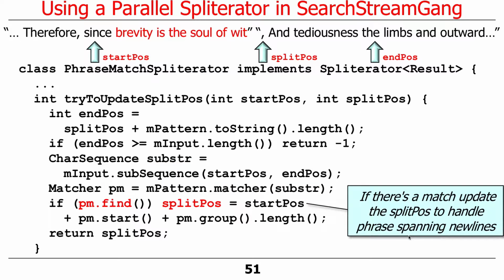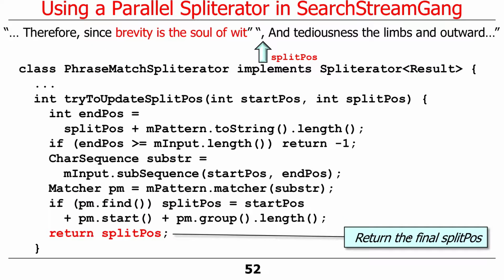Then we call find, and we see if there's a match. If there is a match, then we have to update the split pause in order to ensure that we don't split the string. So the new split pause goes here, which is the start of the match plus the length that matched. That'll get us the new split pause, and then we return that.